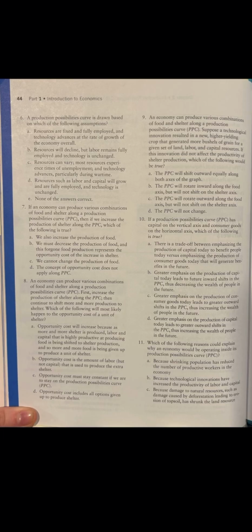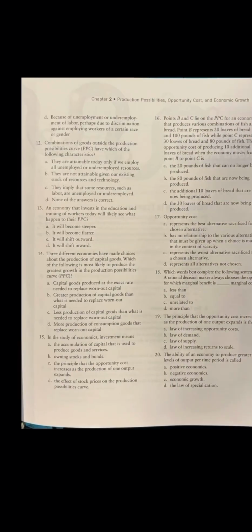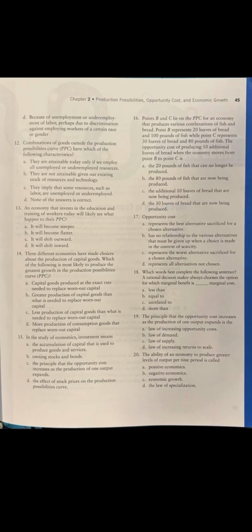11. Which of the following reasons could explain why the economy would be operating inside its production possibility curve? A. Because a shrinking population has reduced the number of productive workers in the economy. B. Because technological innovations have increased the productivity of labor and capital. C. Because damage to natural resources, such as deforestation leading to erosion of topsoil, has shrunk land resources. D. Because unemployment or underemployment of labor, perhaps due to discrimination against employing workers of a certain race or gender.